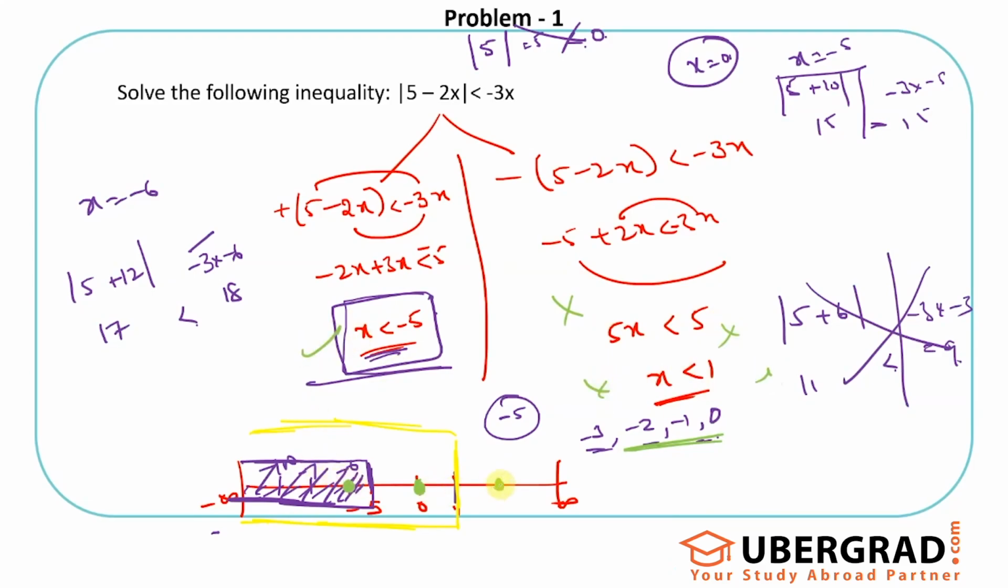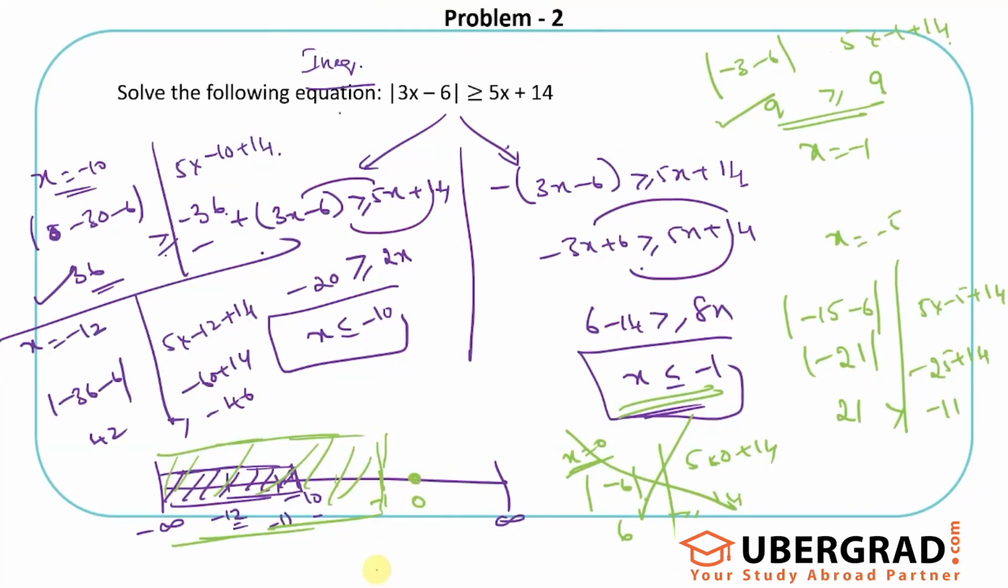I check this one. If I check outside this, if I take x is equal to 2, 5 minus 2 into 2 is 4. So 5 minus 4 is 1. That's LHS. What is RHS? Minus 3 into 2 is minus 6. Is this true? No. So all these values are not valid. Only x is less than minus 5. So x belongs to minus infinity to minus 5. In this case, it was surprisingly x belongs to minus infinity to minus 1.